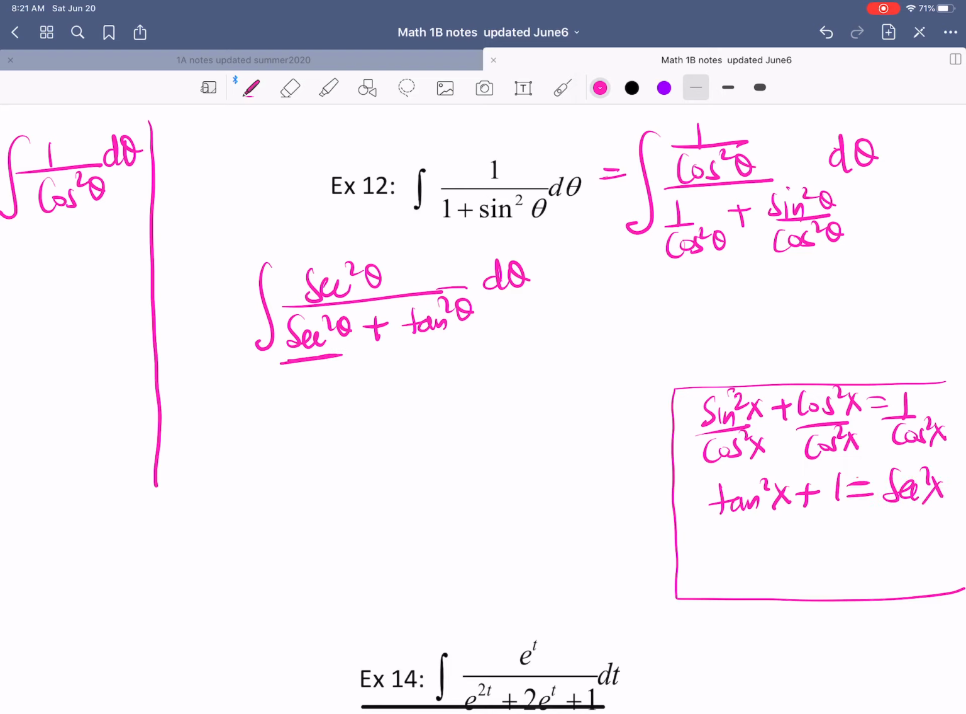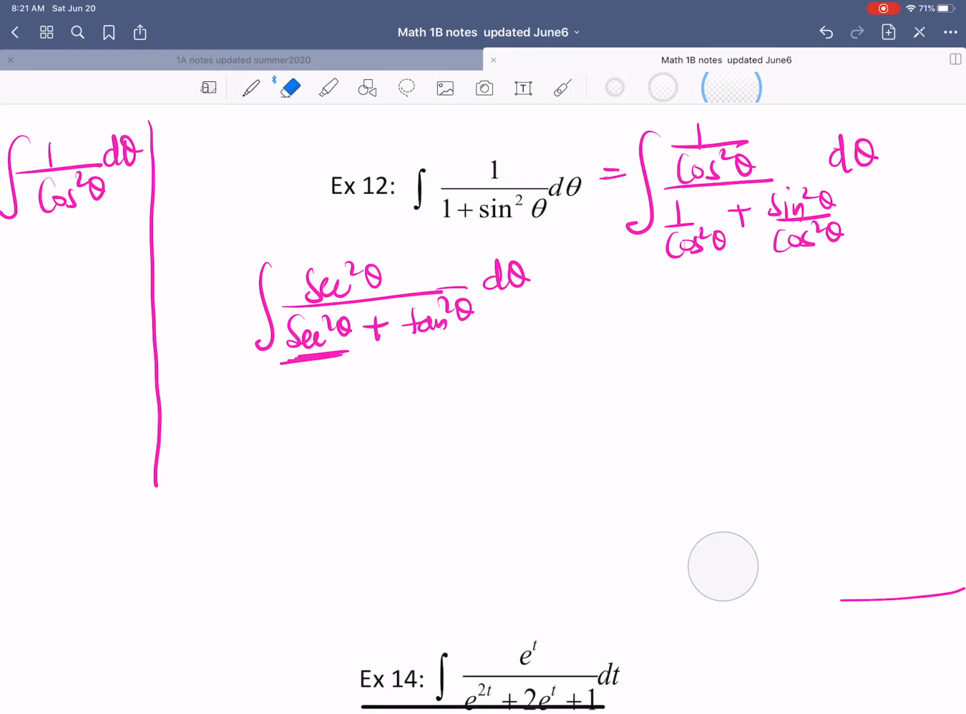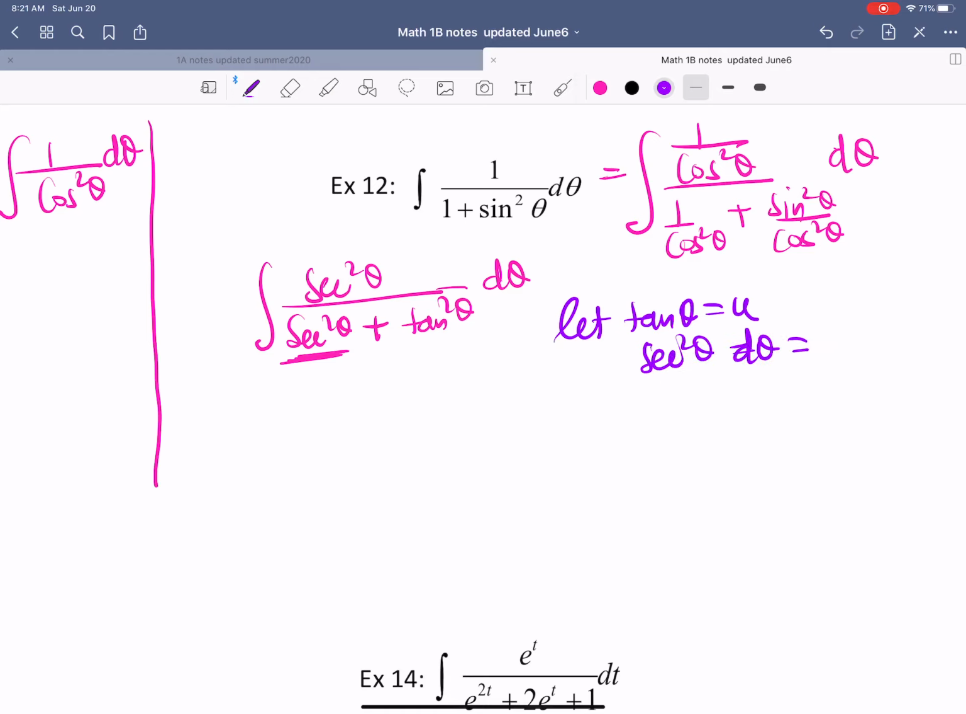So I do have a way of writing this secant square in terms of tangent square x or tangent square theta. The reason why I'm interested in doing that is because I'm going to let tangent theta be u. Let tangent theta be u, because I see the derivative of tangent theta, secant square theta d theta, sitting right on the top. That is du. So here we are, we have du on the top.